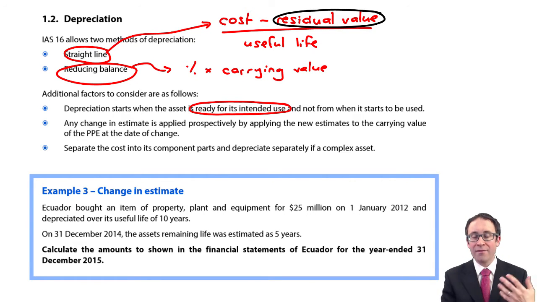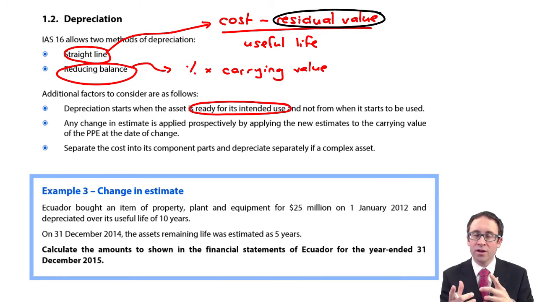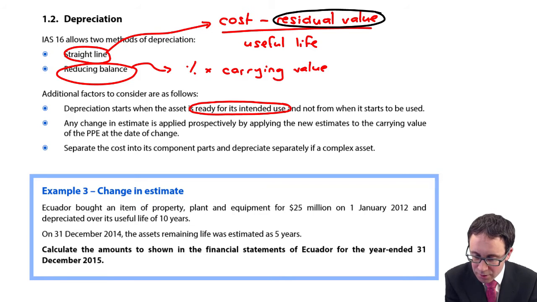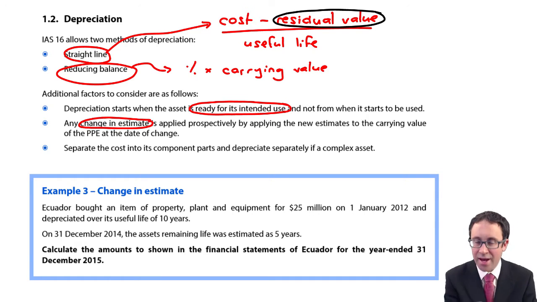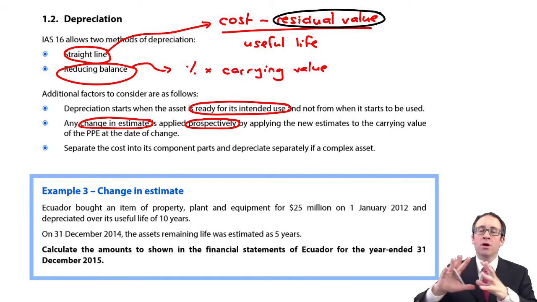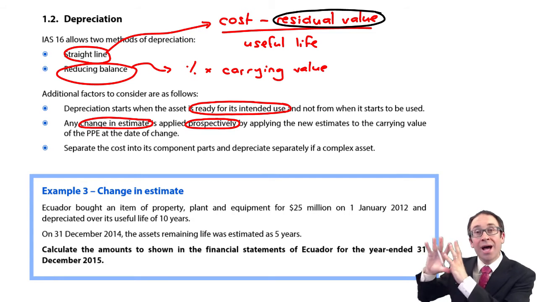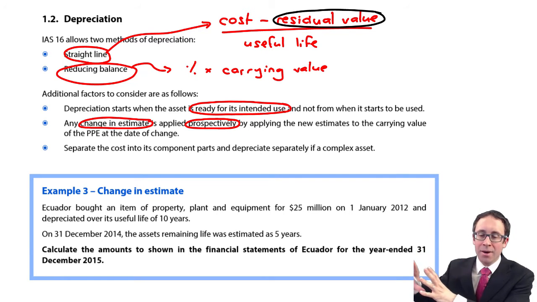If you have any change in estimates, the policy is to depreciate. If you change the depreciation method from straight line to reducing balance or vice versa, that's not a change in policy, it is a change in estimate. As we'll see with IAS 8, any change in estimates is applied prospectively. That means in this year and in future years. You don't go back and change anything that has happened in the past. What's happened in the past stays in the past.